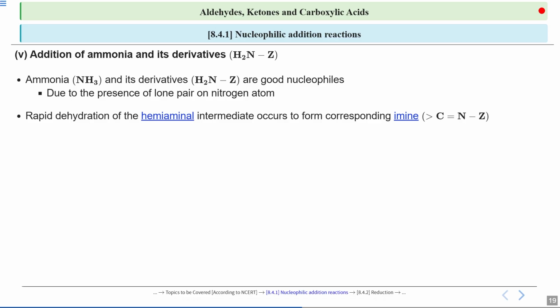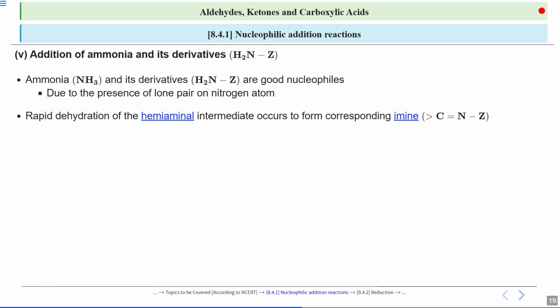I repeat, when ammonia or a derivative reacts with a carbonyl compound, they form an intermediate which is hemiaminal. So what is hemiaminal? Hemiaminal is when the same carbon is bonded to one OH group and one NR2, that is an amine or substituted amine. So one carbon will be bonded to one OH group and one amine or substituted amine.